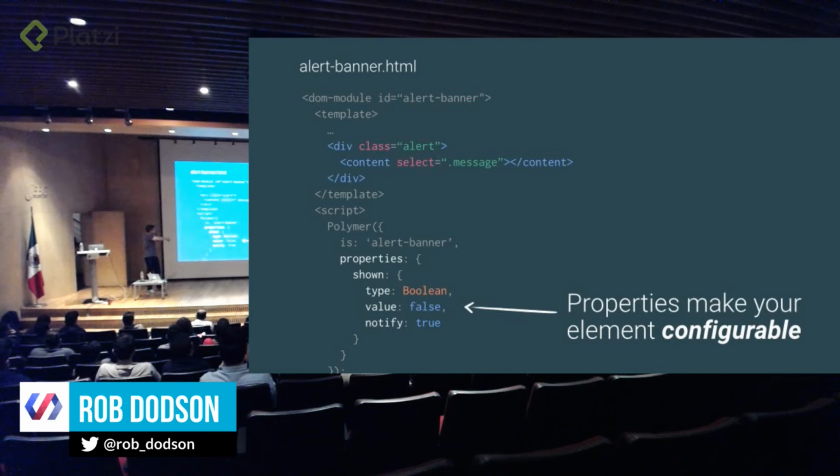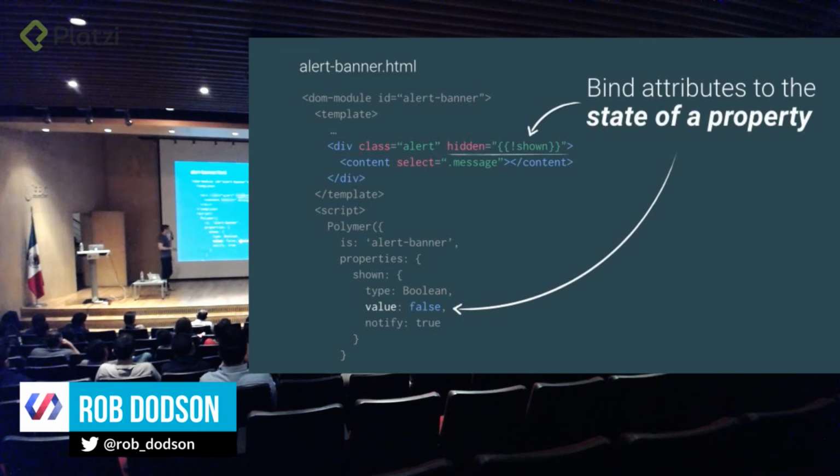And I can give it this notify true flag. What that's going to do is have it fire events anytime this property changes. It's just going to automatically dispatch events so other components can listen to it. And this also means that we can bind to it using data bindings. Polymer has a really lightweight data binding system built into it. And what we can do is bind the state of that property to our markup. So I can use a hidden attribute up there, and I can say, hey, if shown is true, this thing should not be hidden. If shown is false, this thing should be hidden. Right? So we're just toggling the state of that one property.